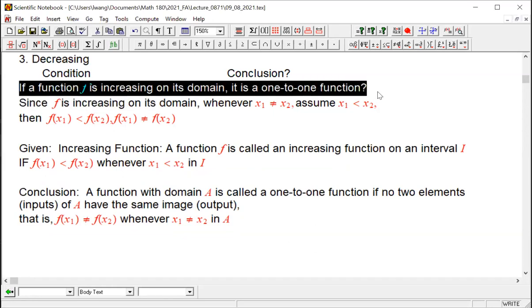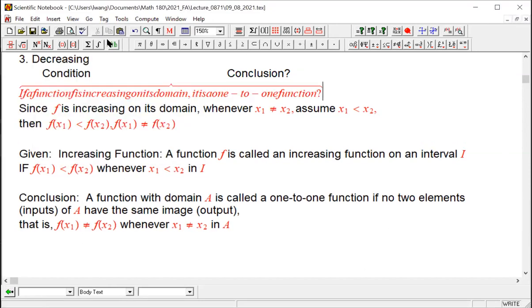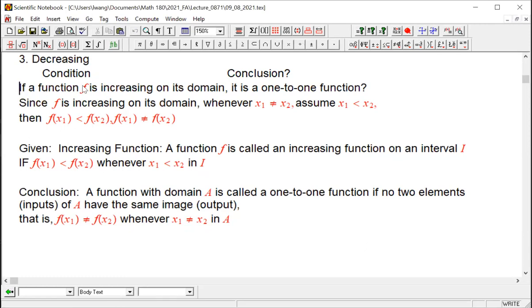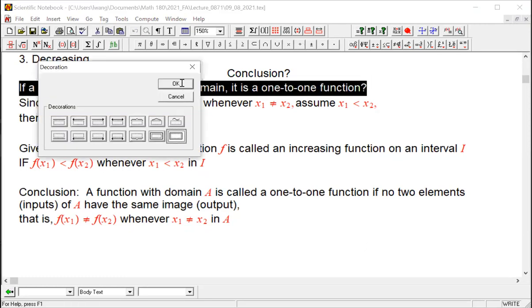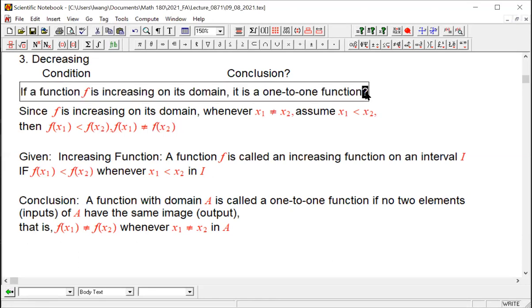And this is true. This statement is true. Wait, okay, this is true. So the question mark will be removed. If a function is increasing on its domain, it is a one-to-one function. So we're going to get to use this semester. Okay, actually very soon.